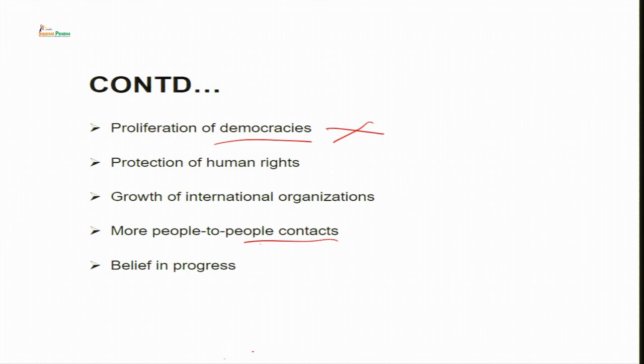They believe in more people-to-people contact. When people meet each other, if they have certain grudges, those can be resolved. So, meeting is important, contact is important. And how can we achieve that contact? Through the free flow of goods, services and people, free movement of people, no border barriers. The liberals believe that borders should be made irrelevant. Their importance should be diminished.